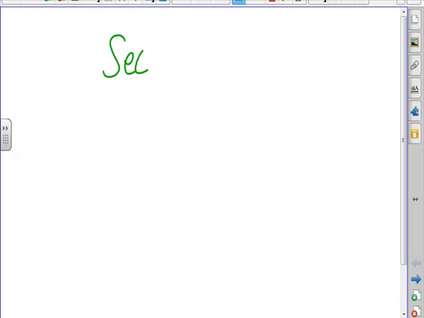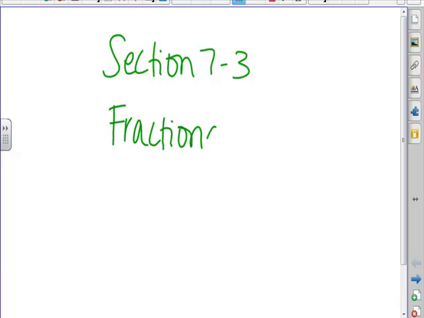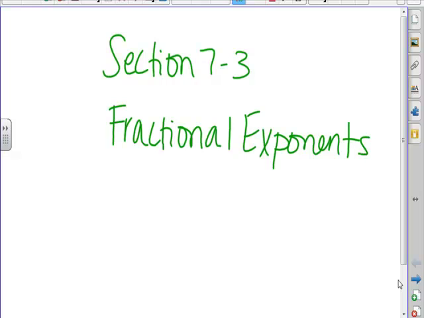Okay, section 7.3, fractional exponents. So in the end, there's plenty of rules that you can just remember, but I'm going to try to help you realize why things are the way they are, because I'm hoping that might help you remember what's going on.